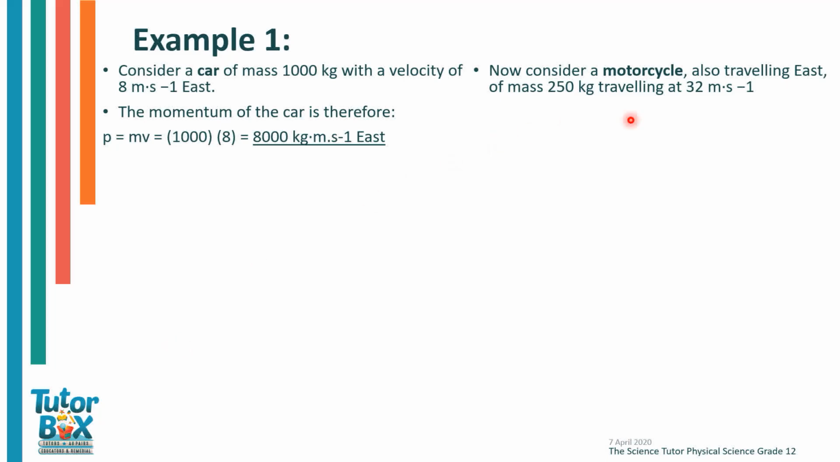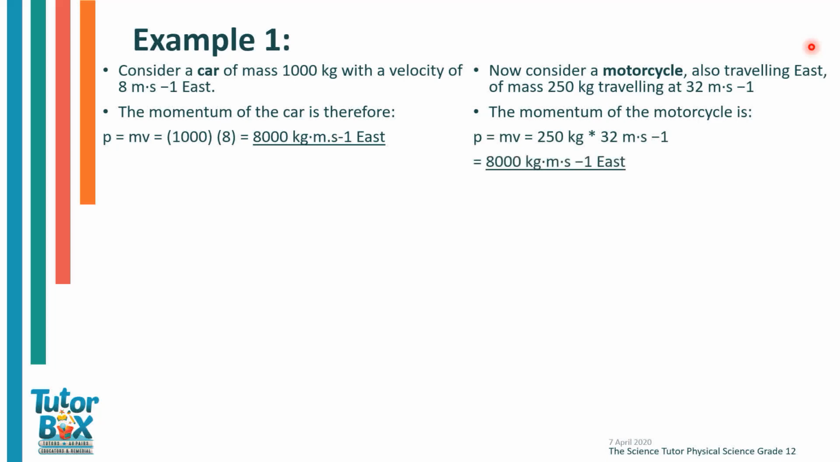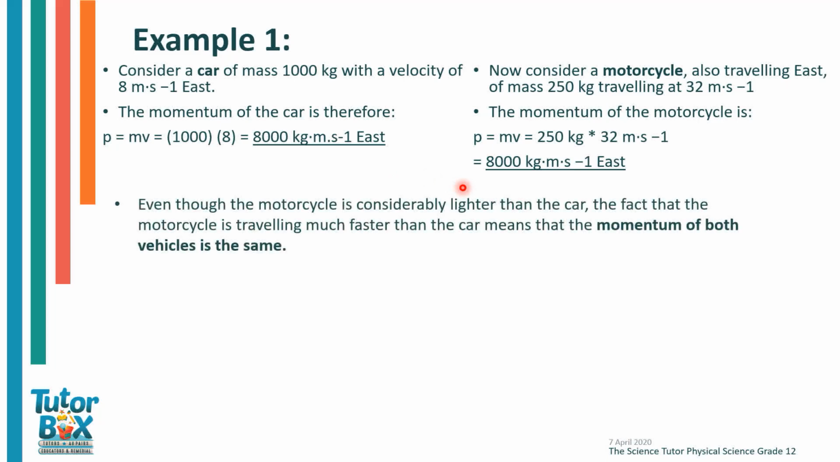Now we're going to consider a motorcycle also traveling east of mass 250 kilograms traveling at 32 meters per second. The momentum of the motorcycle is p = mv, 250 times 32, which is also equal to 8,000 east. Now this might feel strange that two very different vehicles could have the same momentum. However, even though the motorcycle is very much lighter than the car, the fact that they're both traveling at such different speeds, the motorcycle so much faster, means the momentum is the same.